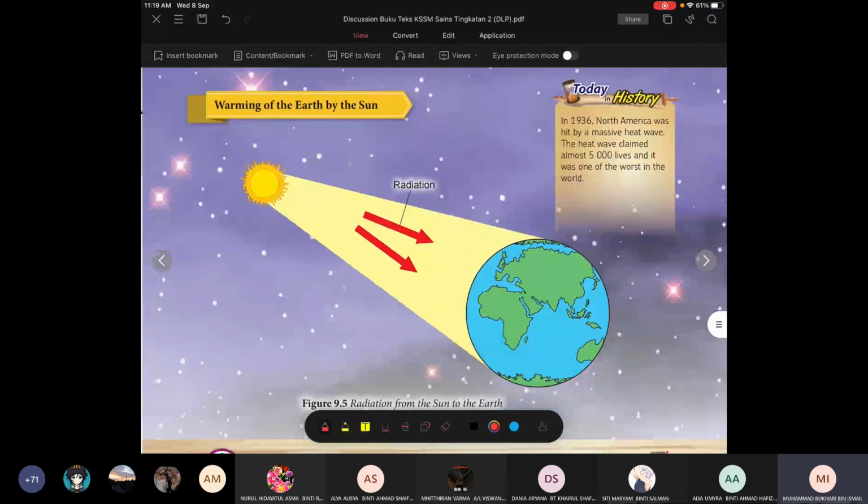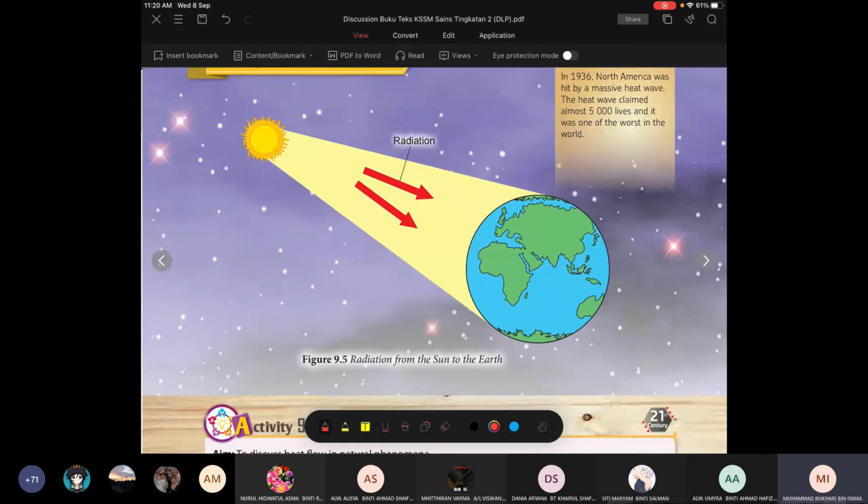Okay, this is what I told you just now about radiation. As we know, in space we have vacuum. So how is heat transferred from the sun to the earth? The process of radiation occurs. So heat is transferred without particles, because we know that the sun is the main source of energy.